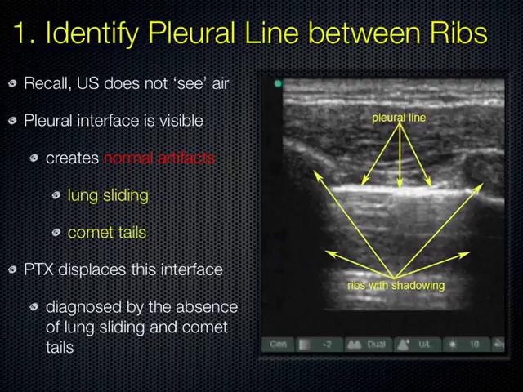The rib on either side and the pleural line in the middle. You may see A lines. If you do, does that mean you don't have a pneumothorax? No, because A means air. Doesn't necessarily mean the air is inside the lung, it could be outside.